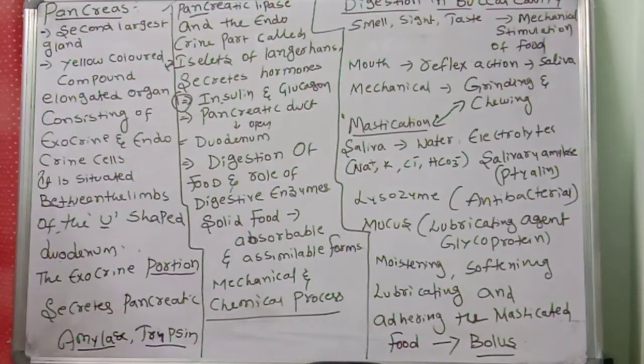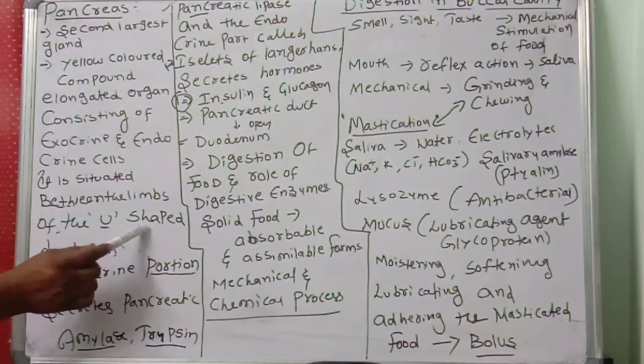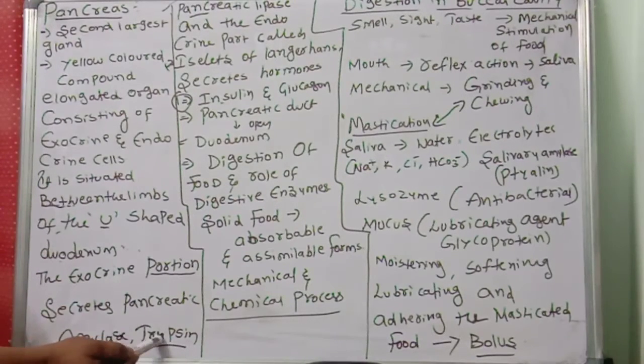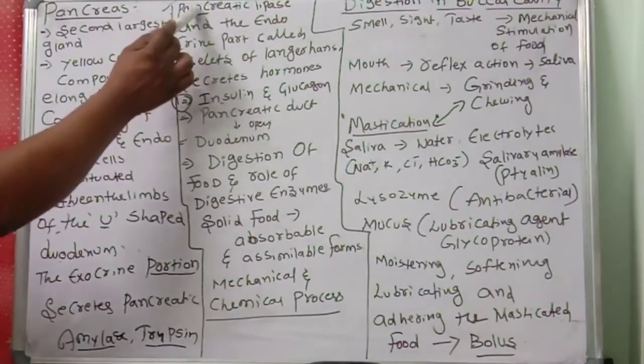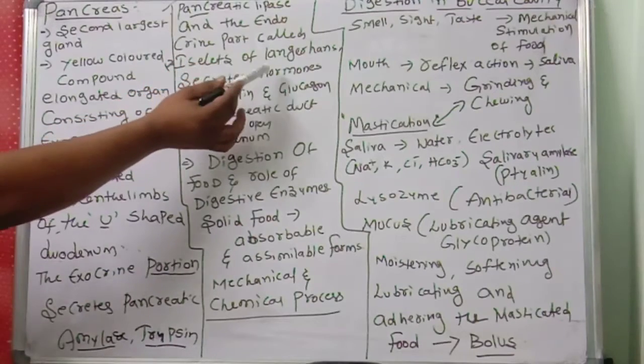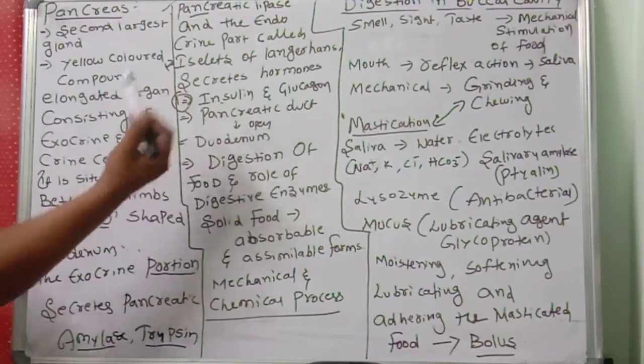Children, observe very carefully. The pancreas we discussed, the second largest gland. Pancreas is the second largest gland, a yellow colored, elongated organ consisting of exocrine and endocrine cells. It is situated between the limbs of the U-shaped duodenum. The exocrine portion secretes pancreatic amylase, trypsin, pancreatic lipase and others, and the endocrine part, called islets of Langerhans, secretes the hormones insulin and glucagon. The pancreatic duct opens directly into the duodenum.